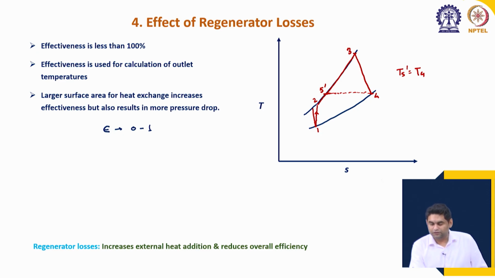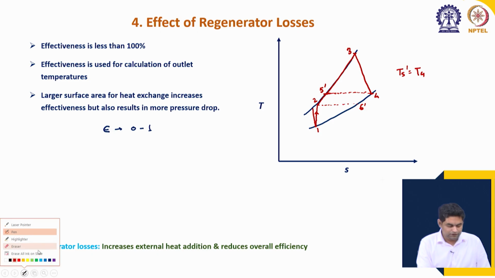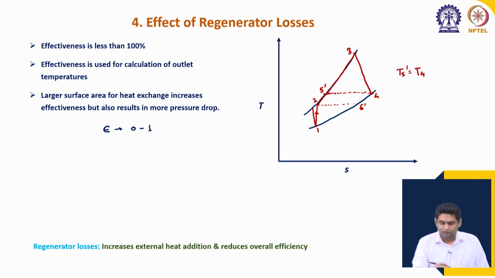So, in that case, if we assume equal Cp, the temperature decrease at the gas side will be from 4 to 6 dash, but in reality there is slightly less increase in the temperature. So, let us say that we go up to 5, which is lower than T5 dash, and as a result on this side we go up to 6.